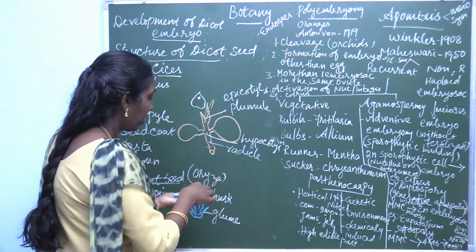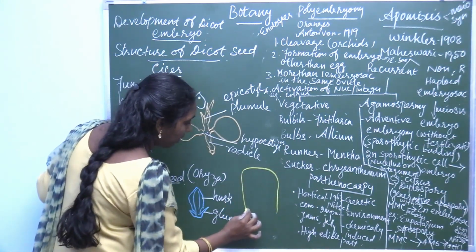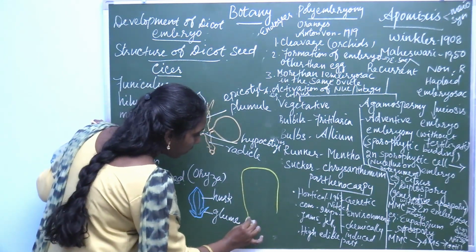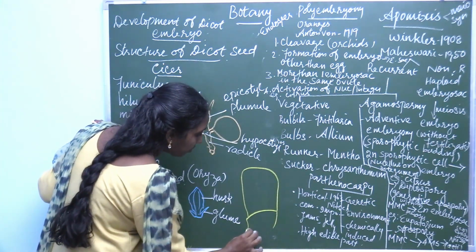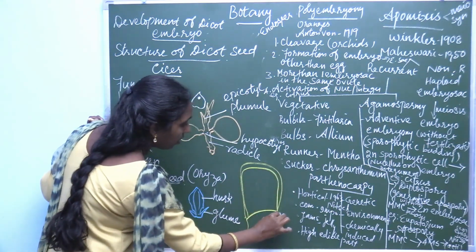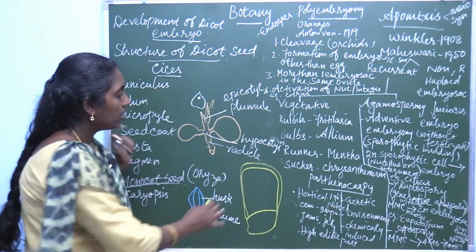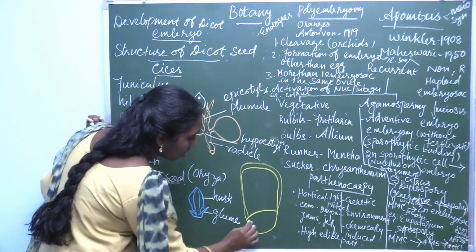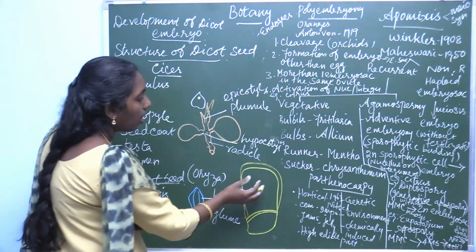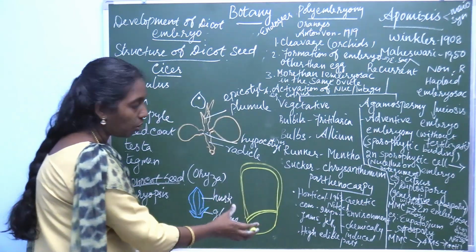When you see the structure of monocot seed, in the LS of the seed, it divides into two different parts. The upper part, which is larger than the lower part, forms the endosperm. Endosperm is the large portion, and there is a shield shaped cotyledon. This part is the cotyledon, this is the endosperm. Upper part is large, and this shield shaped cotyledon is small in size.